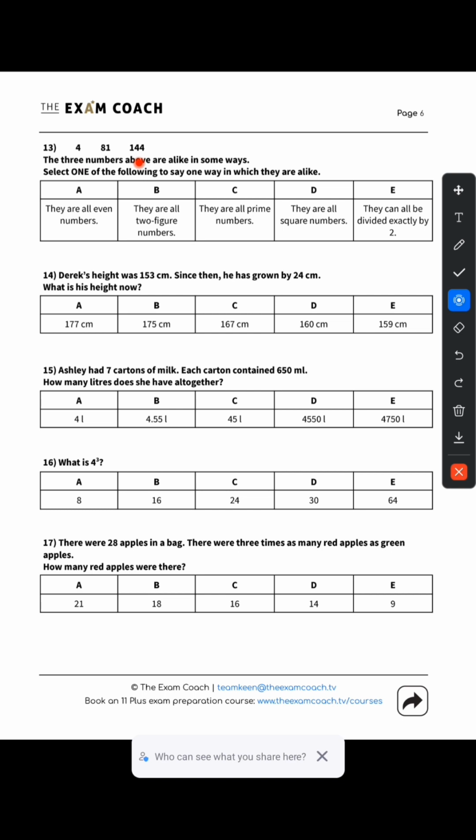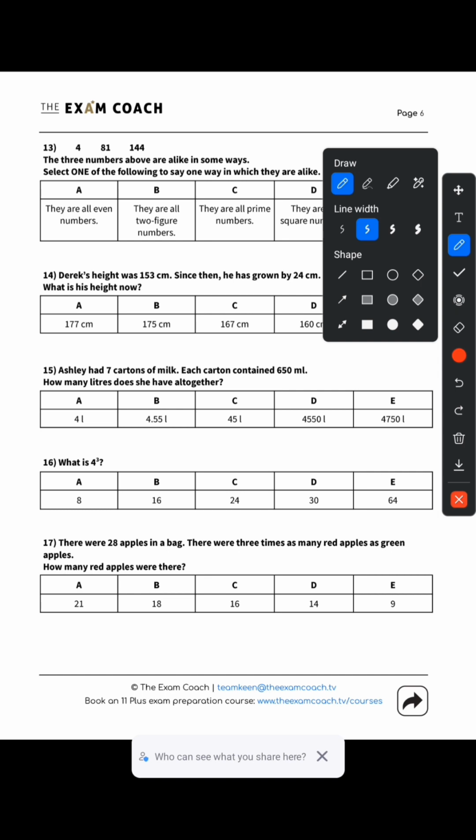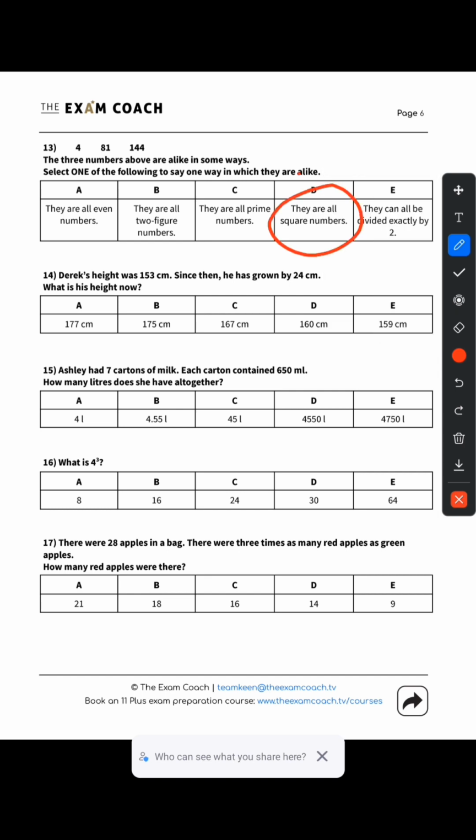They are all square numbers. Yes, they are all square numbers because 2 times 2 gives 4, 9 times 9 gives 81, and 12 times 12 gives 144. So the answer for this question is that they are all square numbers. That's how they are alike.